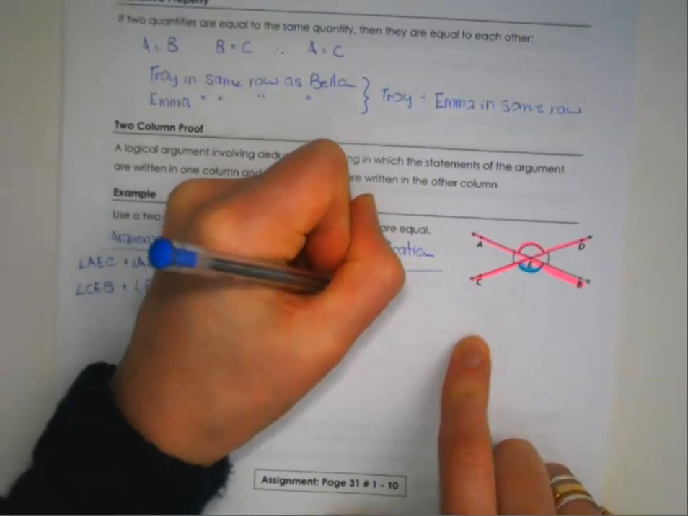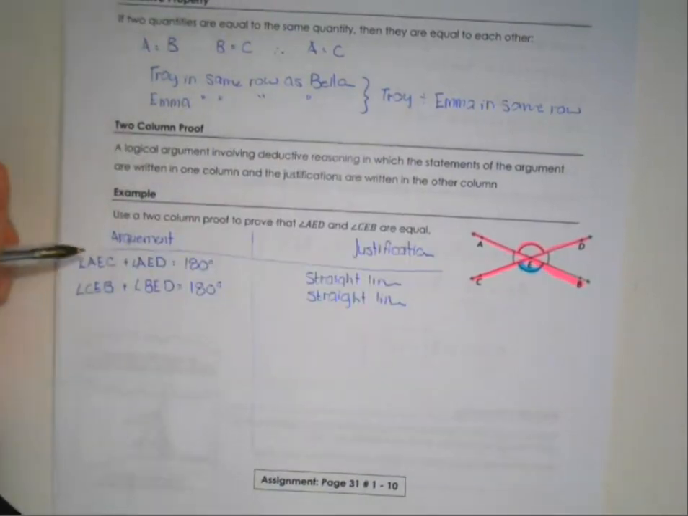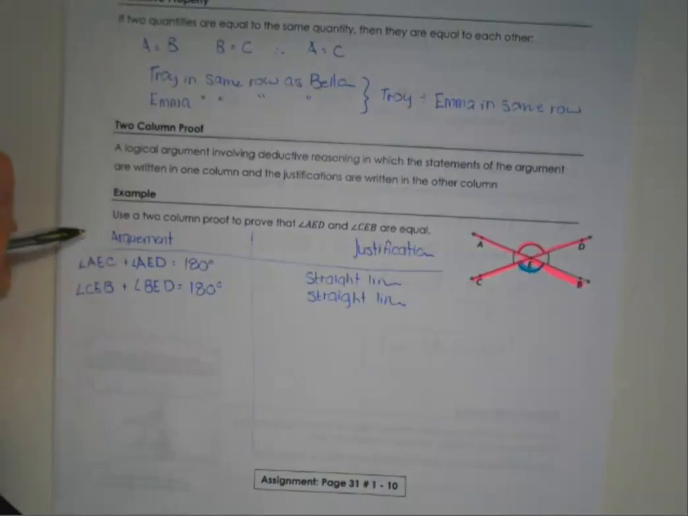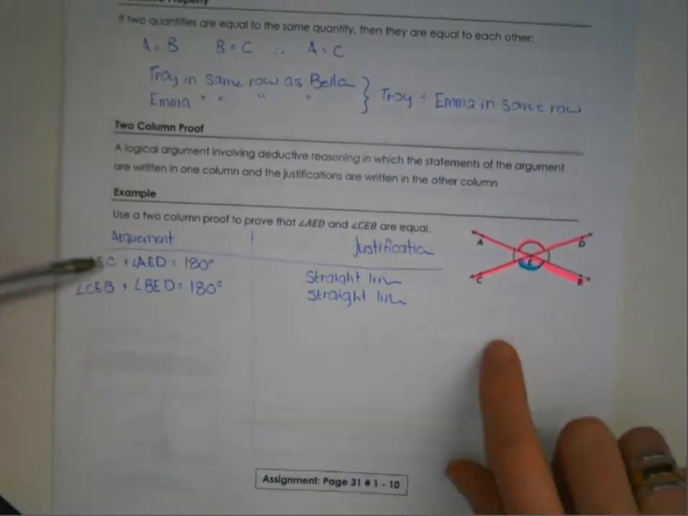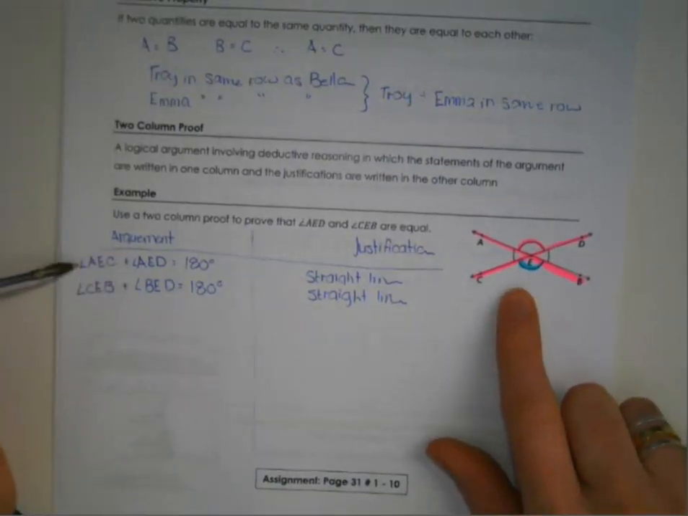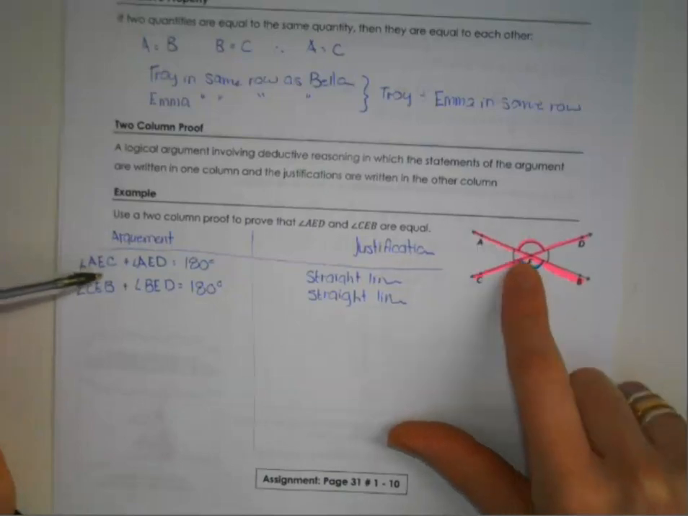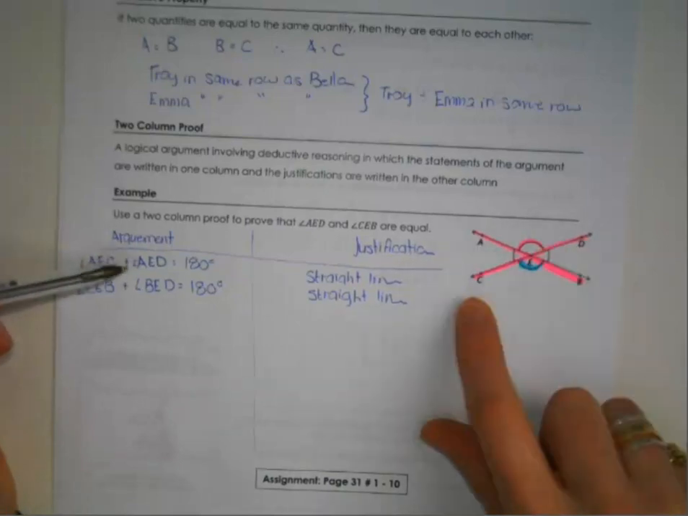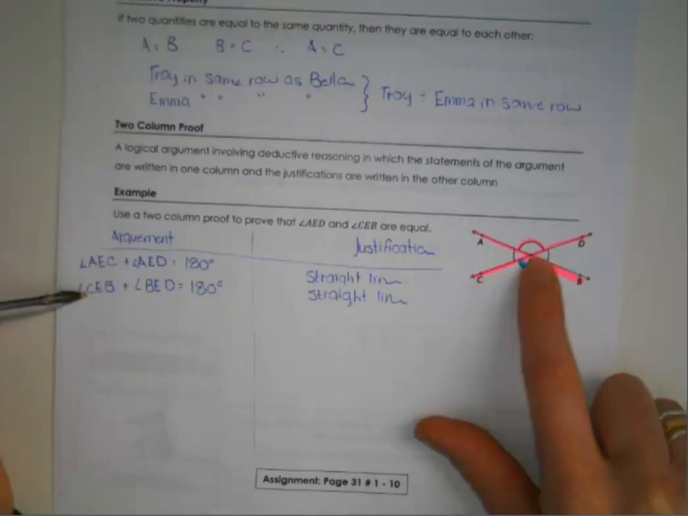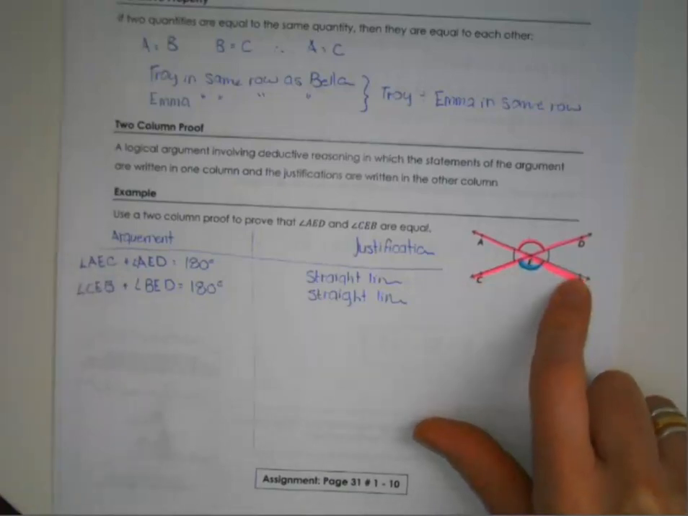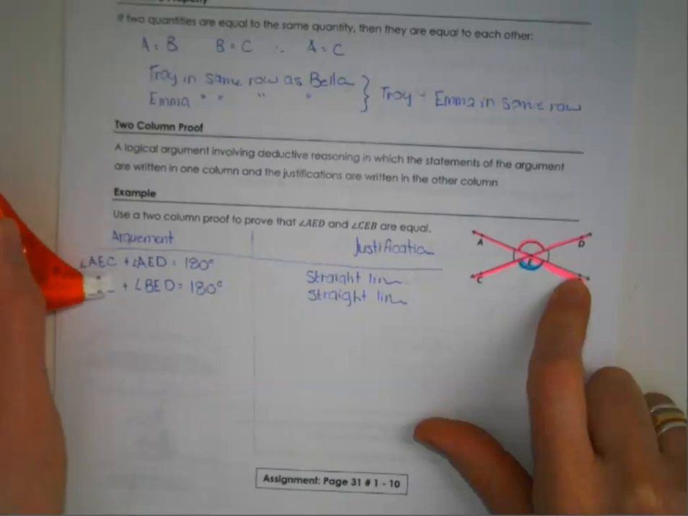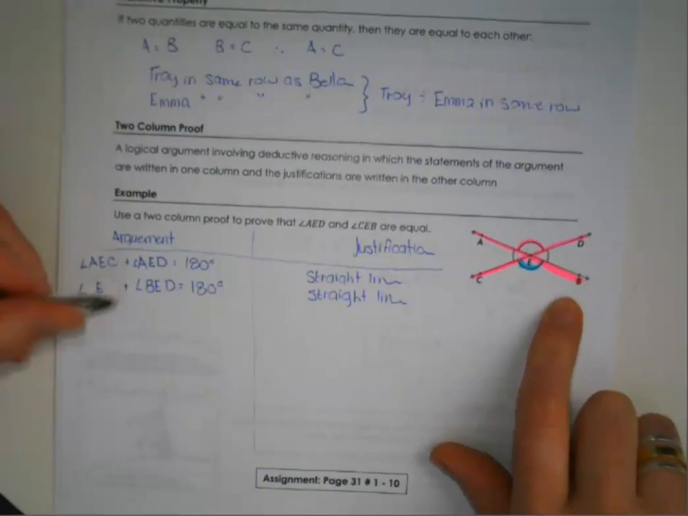Straight line. Okay, so let's see if we can rearrange these so we can get a statement for the angles we're actually interested in, which is AED and BEC or CEB, whatever. Actually, usually when you're writing angles, you always write them in alphabetical order, so I'll try and keep that one a little more accurate, so it should be BEC.